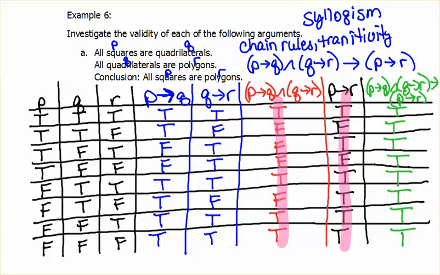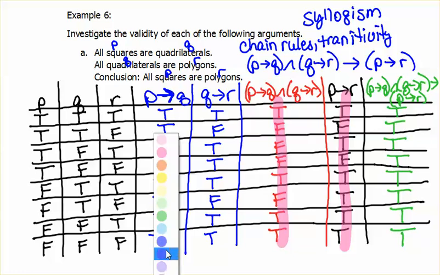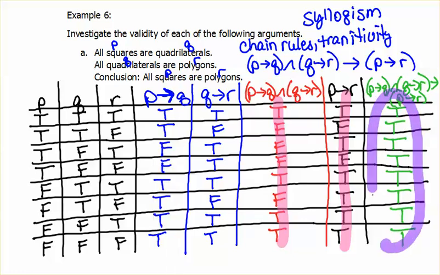And do you remember what we called this? This was called a tautology. When every single possible scenario comes out with truth, then that is a true statement, and that's what we call a valid argument.